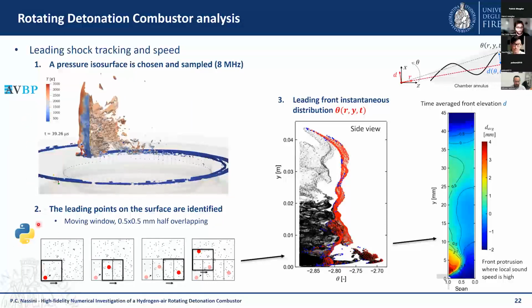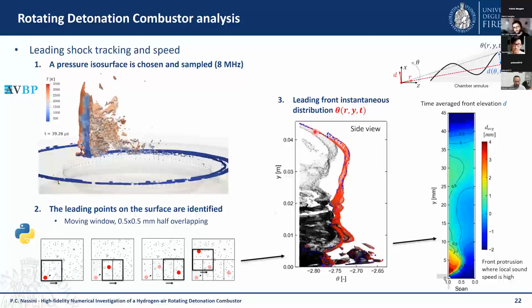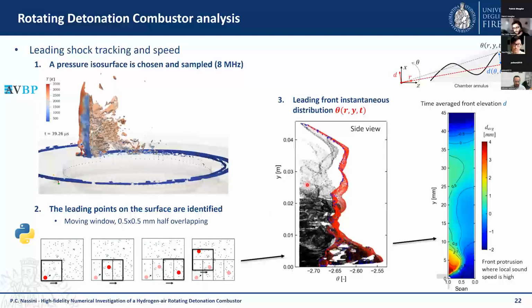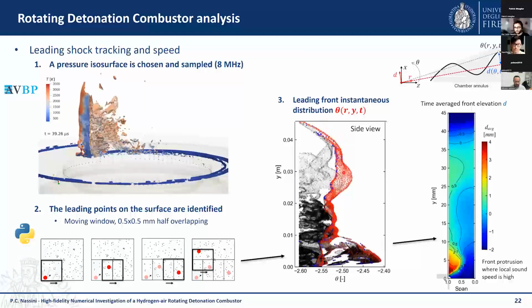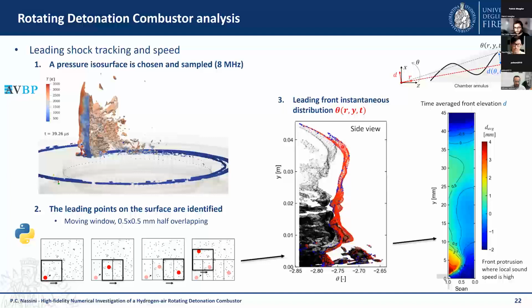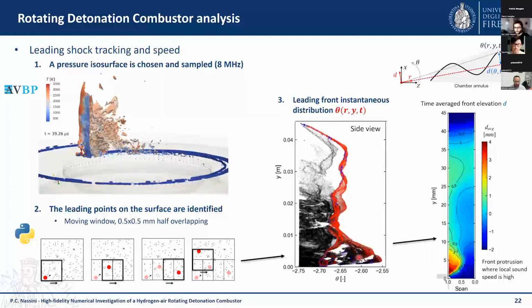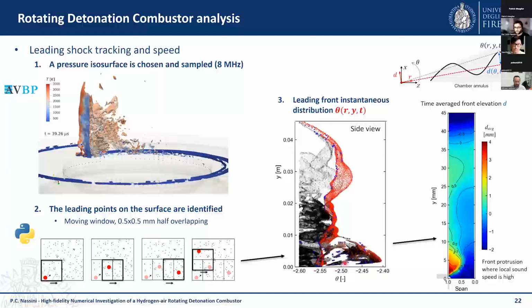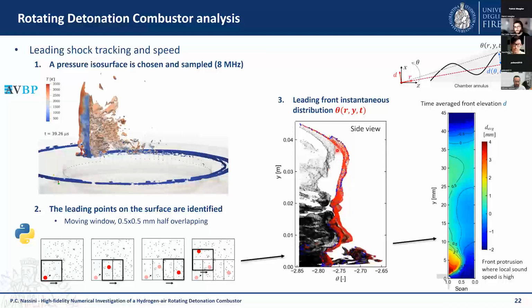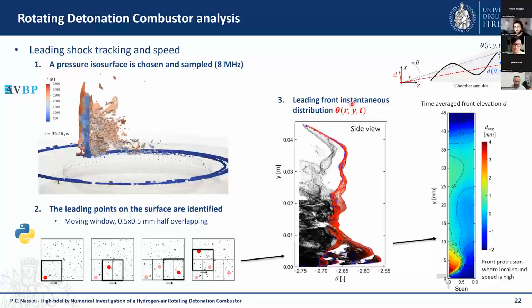We then wrote a dedicated Python script to process this isosurface, identifying the leading points on the surface with half-overlapping moving windows, which allows us to discriminate between the points we don't need and the actual leading front points, the red points on the isosurface of pressure. This is the side view of the detonation front, which is propagating inside the annulus. And with this procedure, we get everything we need.